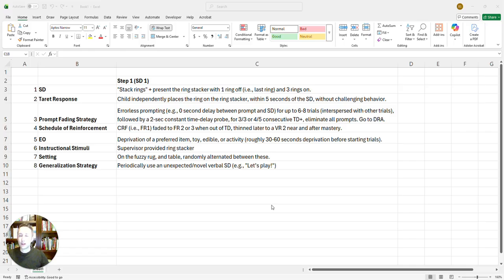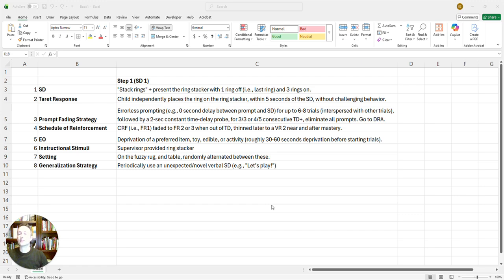That means after 6 to 8 trials of correct responding that are presumably reinforced by an item, toy, edible, or access to an activity, now you're going to start running trials where you say "stack rings" and you present the ring stacker with one ring off, but you don't prompt for the first 2 or 3 seconds or so.